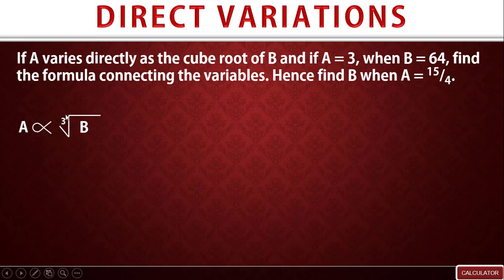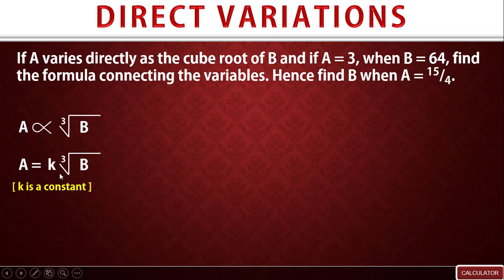So this is the symbol for cube root. We can interpret this as a equals k cube root of b. This simply means k times cube root of b, where k is a constant. We can actually make k the subject of the formula. The reason we're doing that is because we need to determine the value of k from this formula.